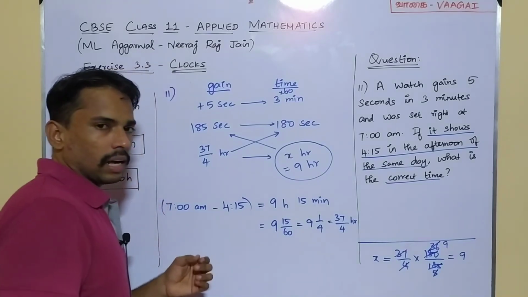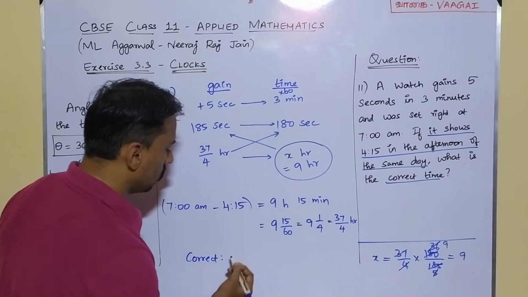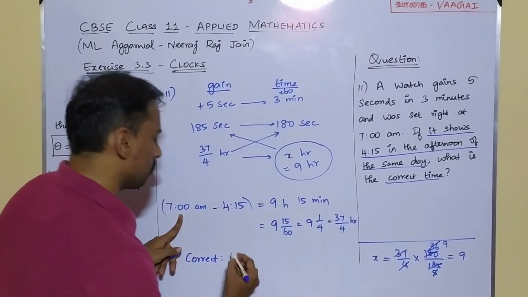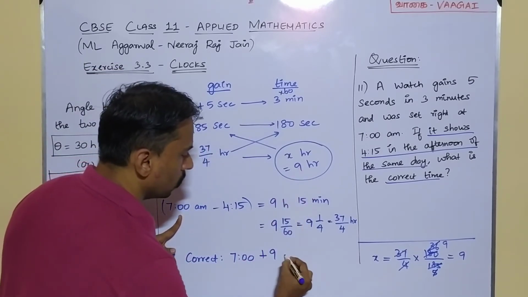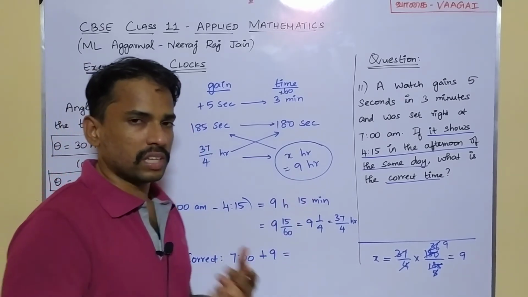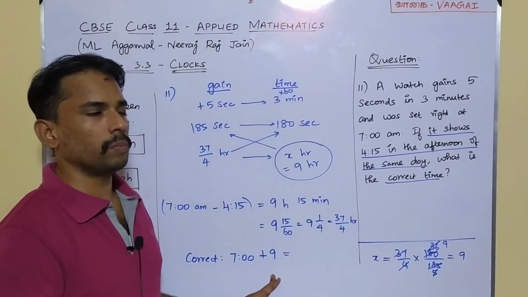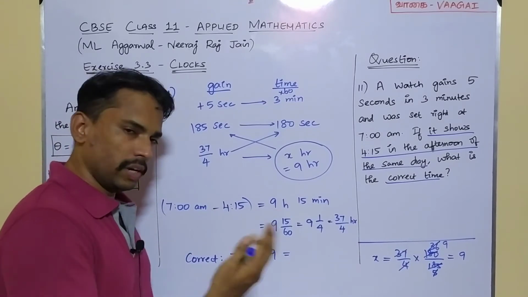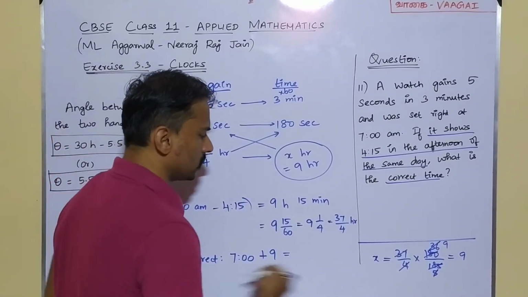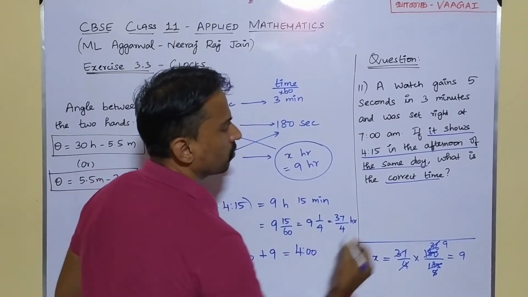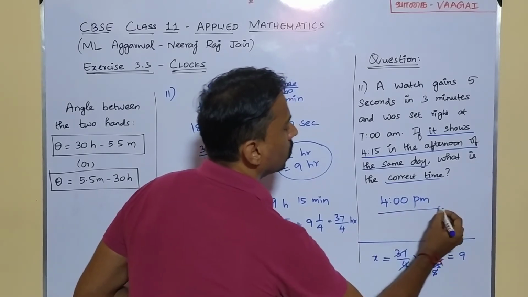So what would be the correct time? If I want to predict the correct time, from morning, what time was it set, right? 7 a.m. it was set, right? So 7 a.m. plus 9 hours you have to do. So what would be the time? After 9 hours it will be evening, right? After 5 hours it will be exactly 12, and 12 plus 4 more hours, it will be 4 o'clock. Okay. So the answer would be 4 o'clock of the evening. So 4 p.m. would be the answer for this question.